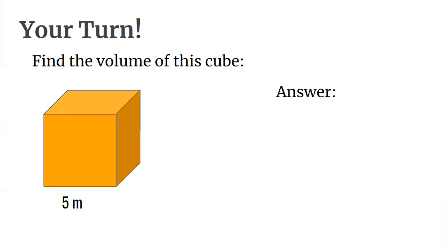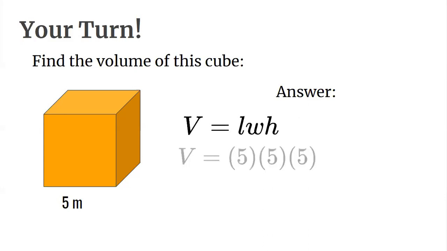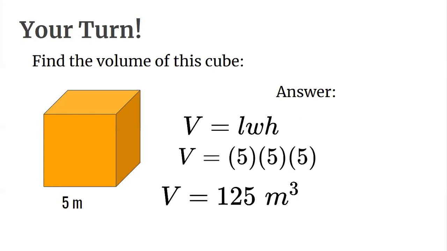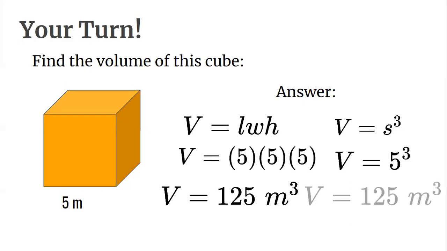Hello, welcome back. Here are the answers. So we got volume equals length times width times height. Then we get V equals 5 times 5 times 5, which equals 125 meters cubed. And if you went with this route, you should get volume equals s cubed, volume equals 5 cubed, and then you should get 125 meters cubed.